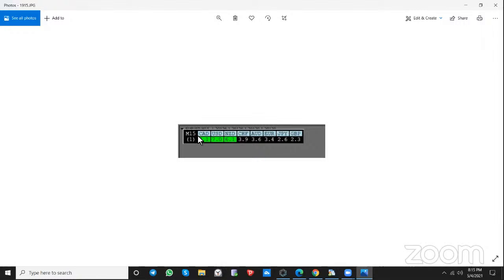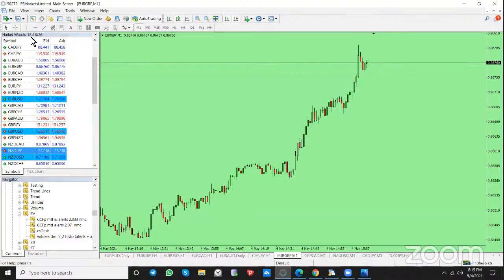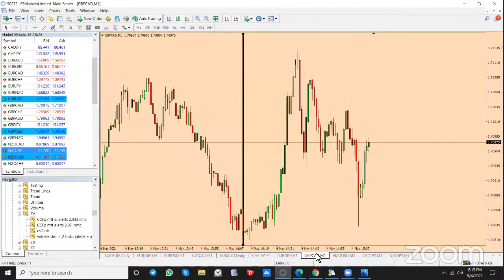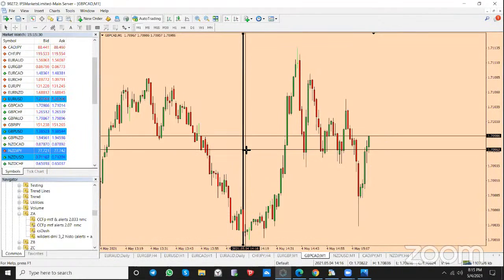So by right, what's the setup I'm looking at? I'm looking at pound CAD short. So let's have a look at it. Pound CAD short at 1950, am I right? Yeah, 1950. So that works out to be server time 14:15. So this is what I have. Okay, if I look at my crosshair, 14:15.